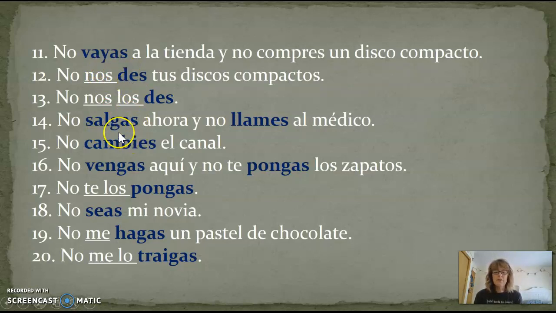But there's also some that look a little bit irregular, but it's just because they're based again on the yo form. Make sure you always start with the yo form to get those. So, salgo en número 14, por ejemplo. 16, vengo. Pongo en número 16 y 17. Hago, traigo en 19 y 20. Also, again, some of the irregular ones like 18, no seas mi novia. Pause right here, and then we'll continue after you've checked yours.